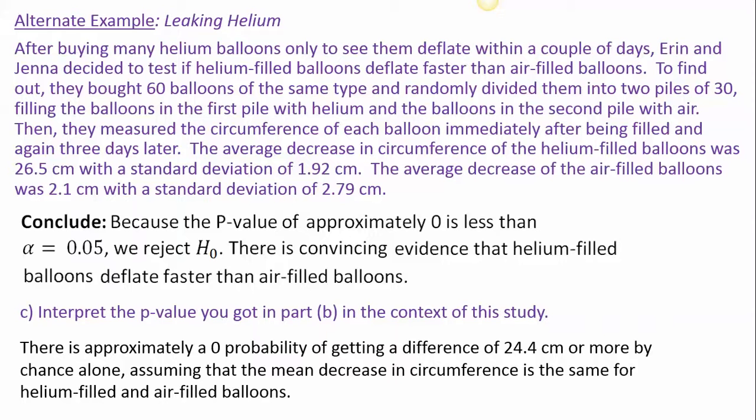So what they did is they take our p-value of 0, which is the probability of getting what we were looking at. We were looking at the difference in the means. Well, 26.5 minus 2.1 gives us about 24.4. And then we have to relate it back to the problem, which is our null hypothesis, assuming that the mean decrease in circumference is the same for helium-filled and air-filled balloons.